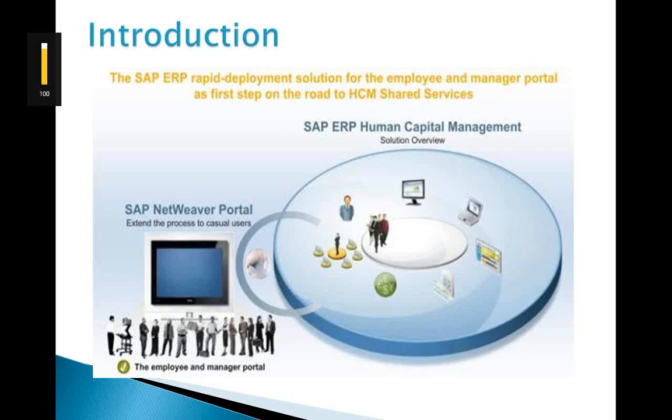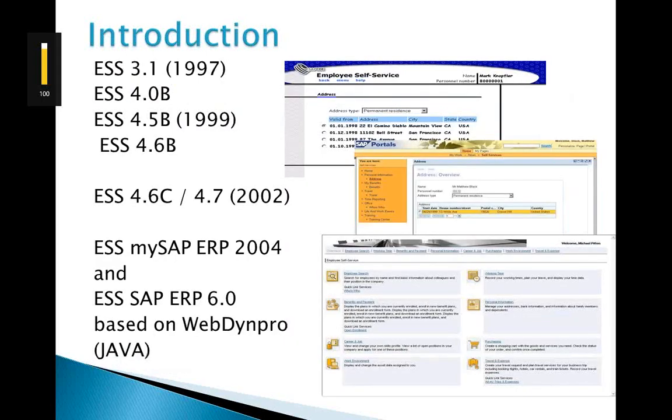Now see, in 1997 the ESS screens were like this. The one highlighted in the blue color template is what ESS and MSS looked and felt like in the year 1997. Later, in 2002, it changed to the second template, in orange color. And then with mySAP ERP 2004, from that time onwards, the look and feel has changed to this format.